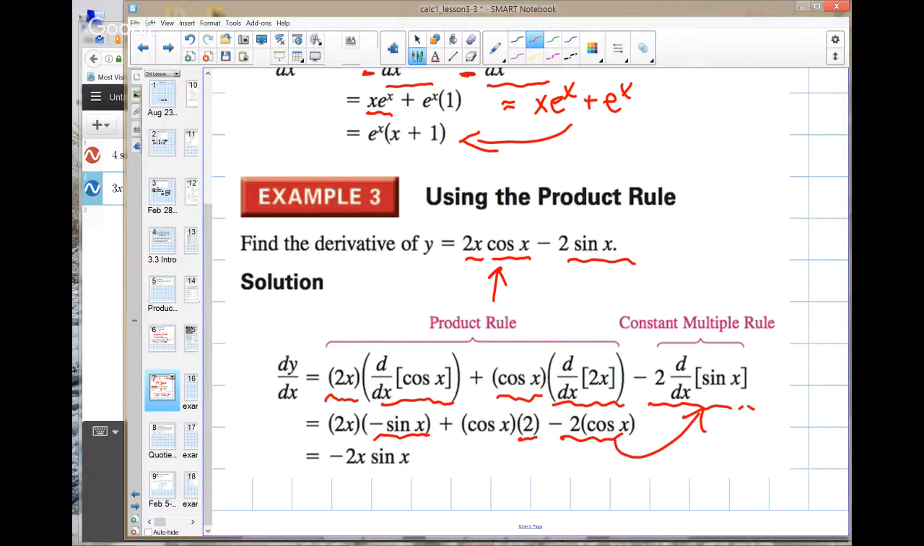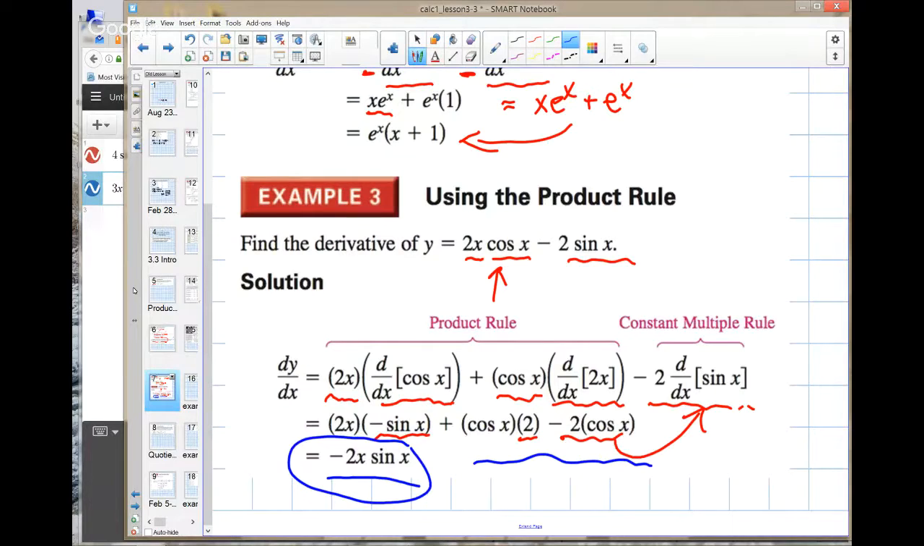Okay, then can you do any simplifying? Well, it turns out this whole section right here becomes 2 cosine x minus 2 cosine x. So that just becomes a big fat 0. And all that's left is the derivative over there on the bottom left. So again, we couldn't do this without the product rule.